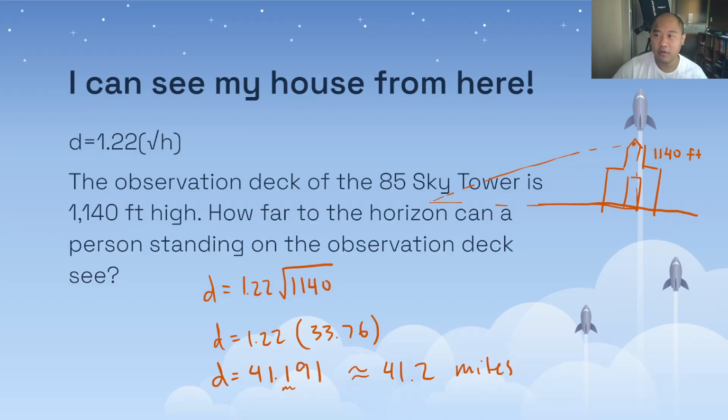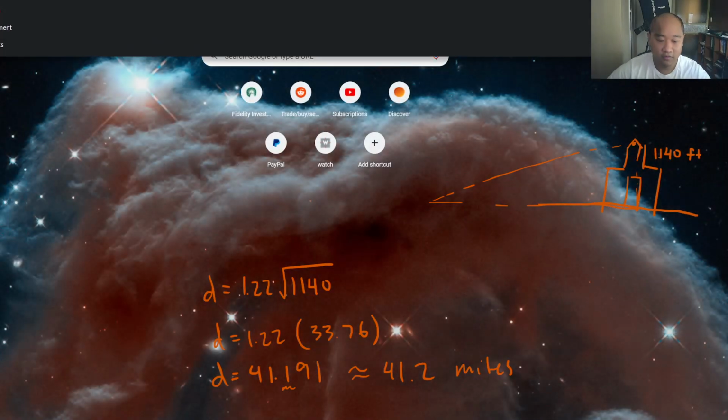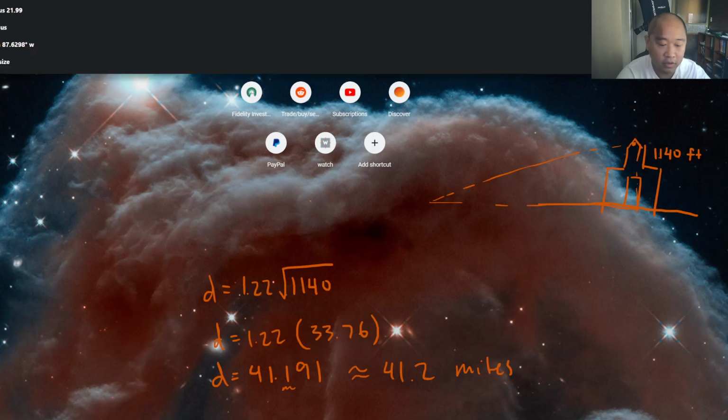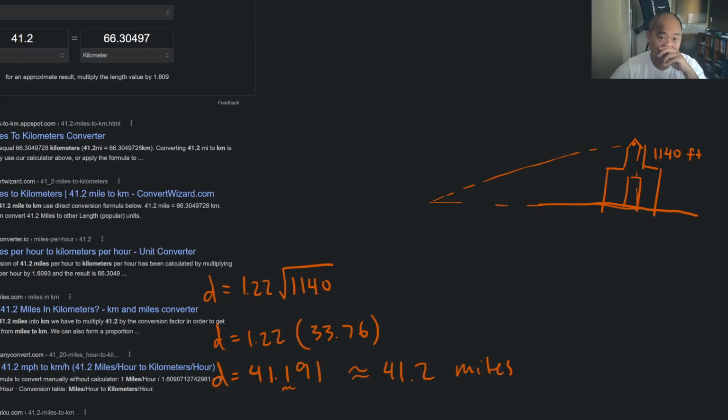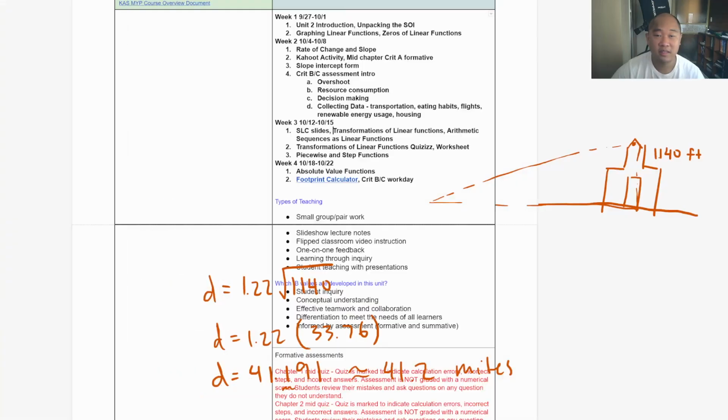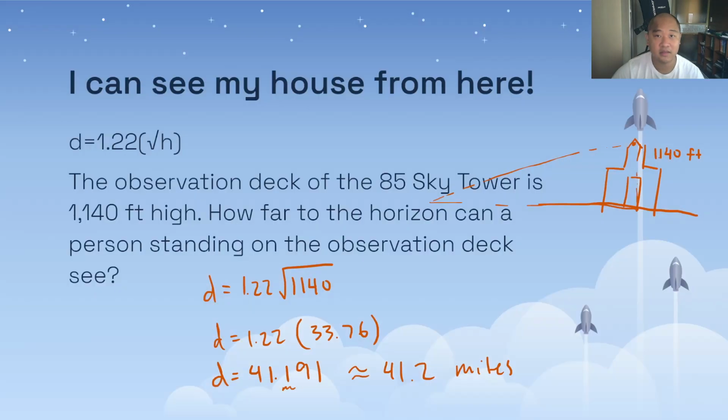And just so that you know, because that's pretty far, right? Let's see. 41.2 miles to kilometers. How far is that? That's 66 kilometers. That's really far.